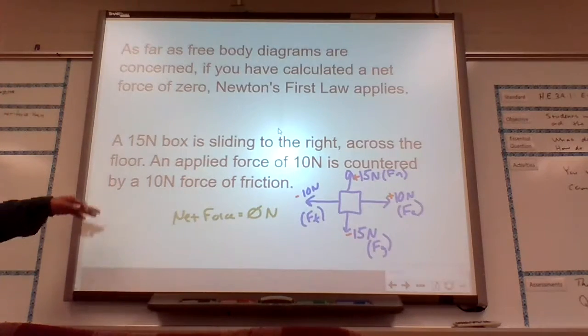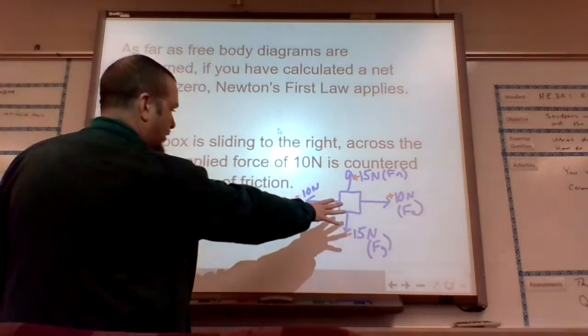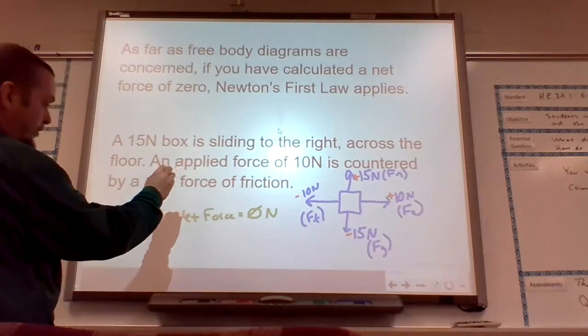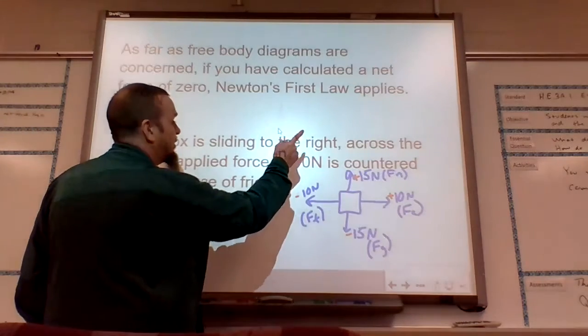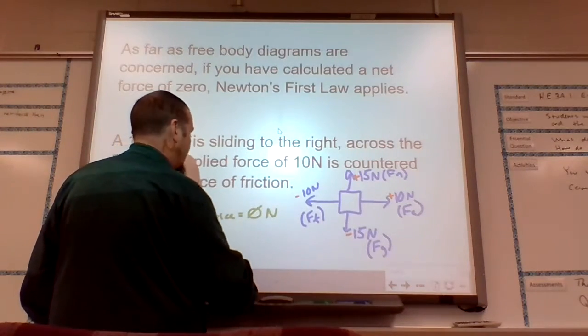Now, because the net force is 0, we know Newton's first law applies. And the first law tells us that an object in motion will stay in motion. If it's moving, its velocity will be constant. So we can look at this free body diagram, see that there is no net force at play. And because there's no net force at play, we can say this object will continue moving to the right at a constant speed.